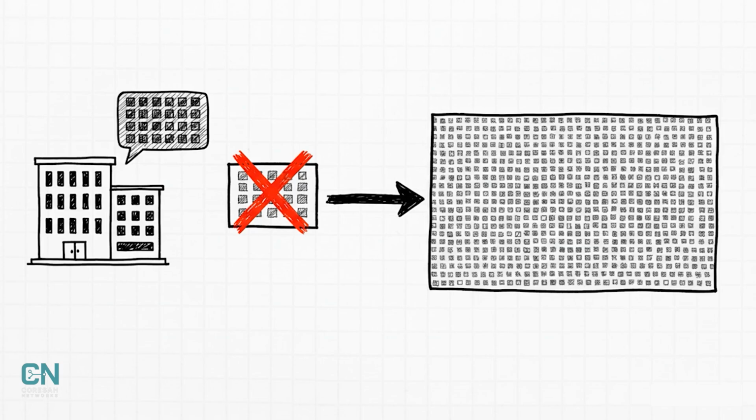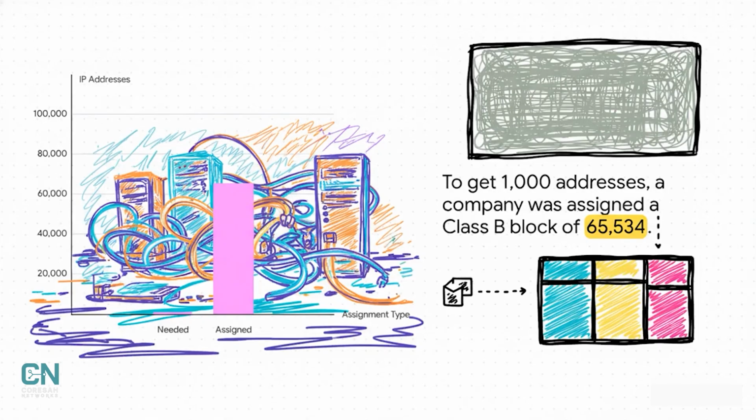Well, a Class C block is way too small, so they had no choice but to take the next size up. And yeah, this chart just lays it all out, doesn't it? To get the 1,000 addresses they actually needed, they were handed a Class B block with over 65,000. That little sliver on the left is what they actually use. That giant tower on the right, that's what they were forced to take.